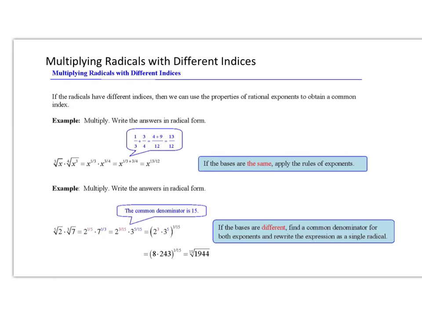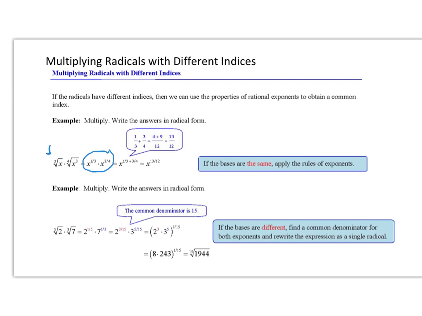So our last idea is multiplying radicals with different indices. If our radicals have different indices, we can then use the property of rational exponents to obtain a common index, right? So here's our example. Suppose I have the cube root of x times the fourth root of x cubed. We can write this in the exponent form, which is x to the 1/3 times x to the 3/4. The idea now is we have to get the least common denominator so we can add the fractions.